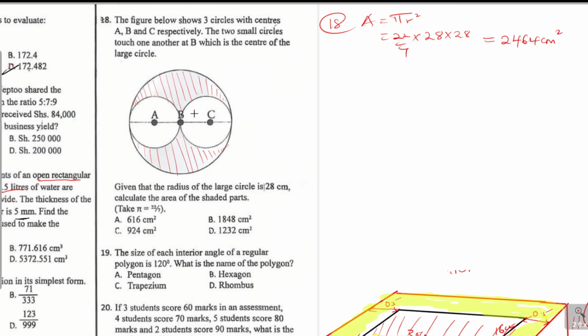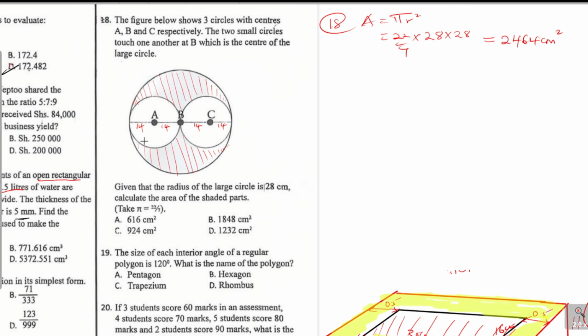Now we need to subtract the area of the small circles. So since we have the radius of the large circle to be 28, that means from this point here to this point, that is 28. So this is the midpoint of that. So this one should be half of 28. So this one will be 14. This will be 14. And also this one will be 14. As simple as that.